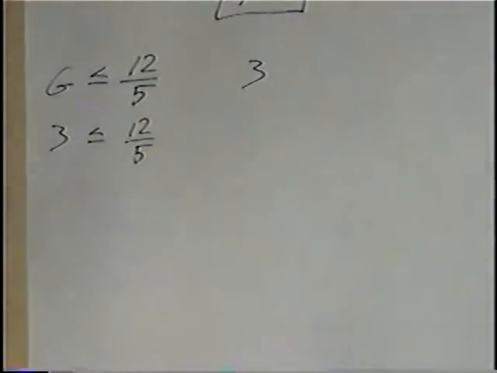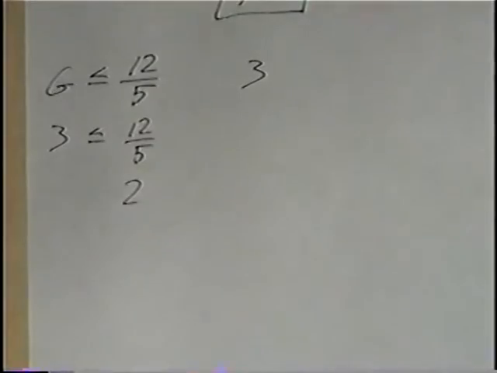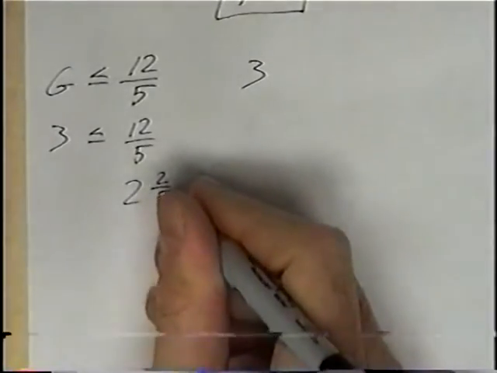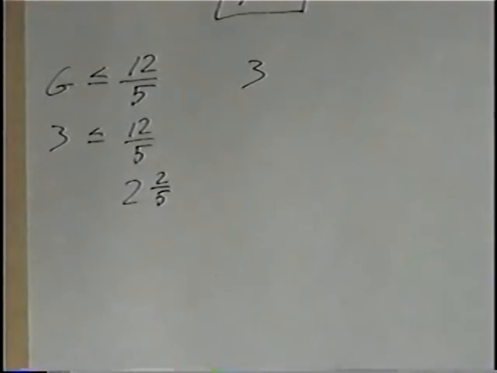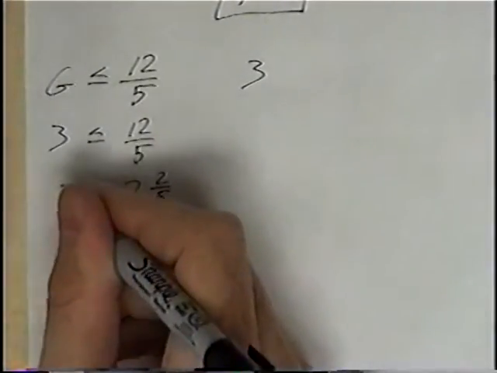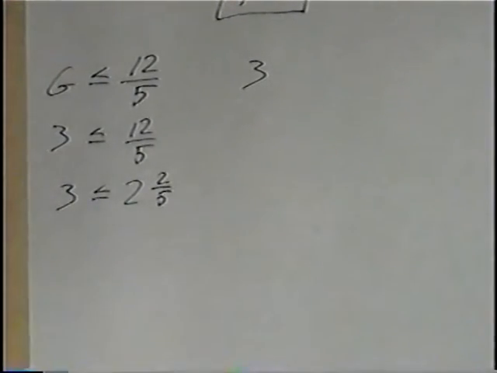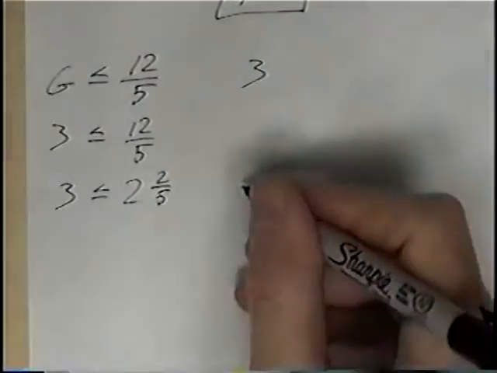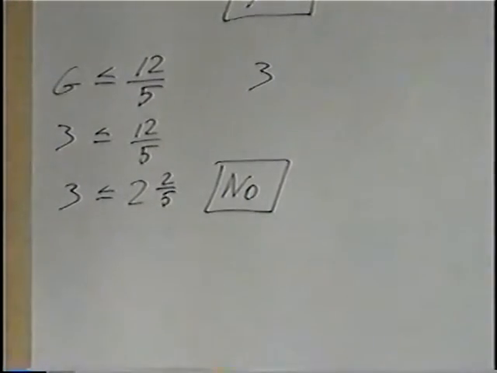If you change this fraction into a mixed number, 5 goes into 12 2 times. 5 goes into 10, so there's 2 left over. 2 would be the numerator, and the 5 would stay as the denominator. So 12/5 is the same as 2 2/5. Bringing down the inequality and number, we have 3 is less than or equal to 2 2/5. Answer to this one would be no. 3 is not less than 2 2/5.